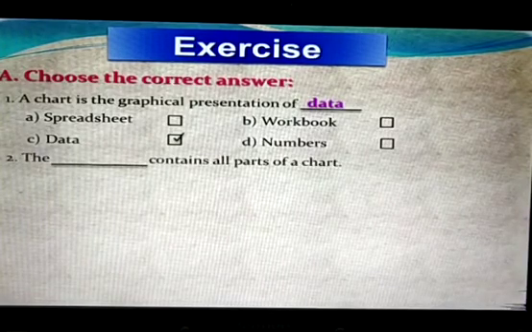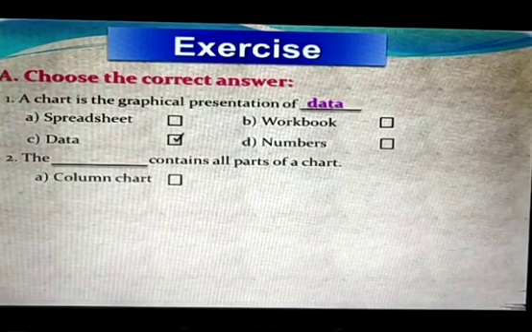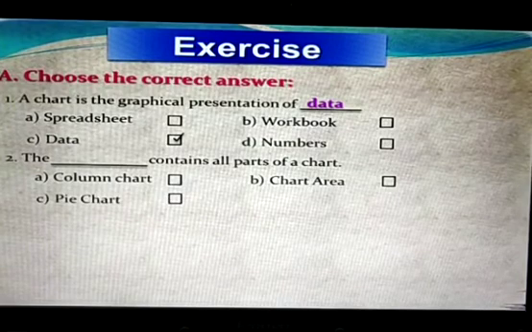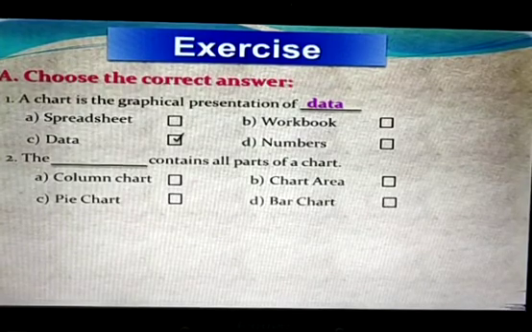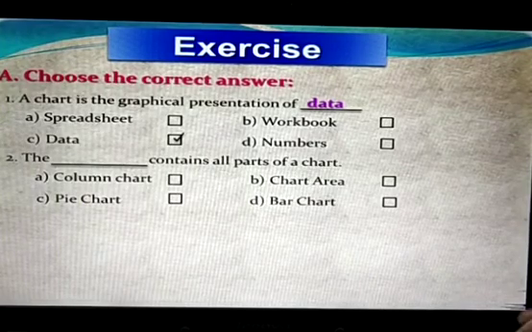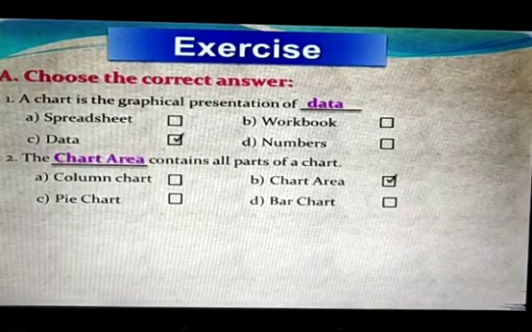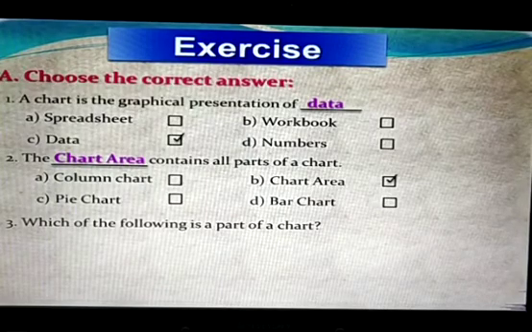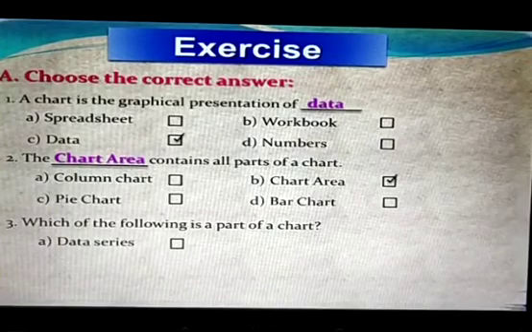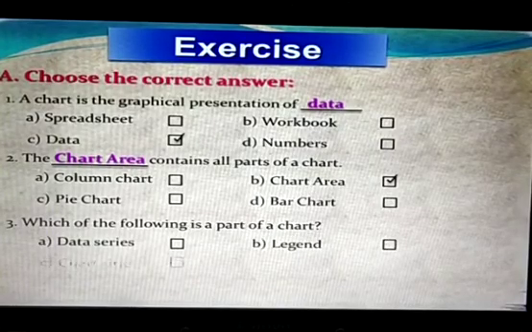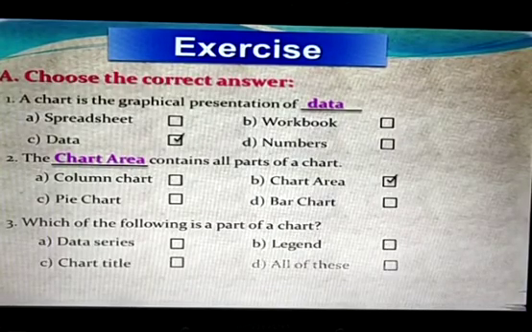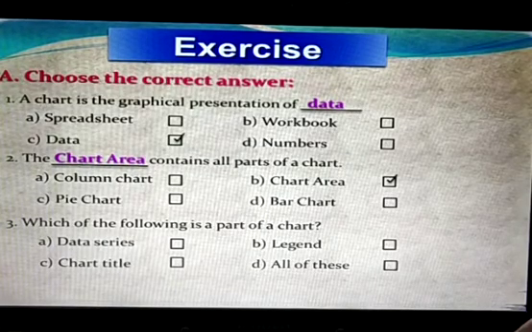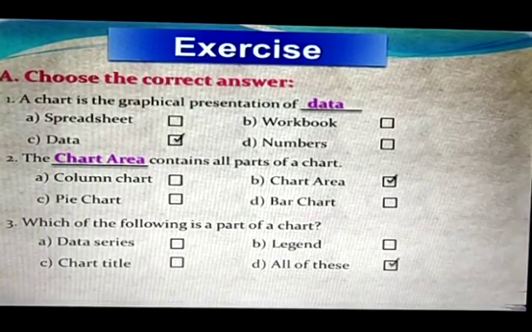The dash contains all parts of a chart: column chart, chart area, pie chart, bar chart. And answer is chart area. Which of the following is part of a chart? Data series, legend, chart title, all of these. And the answer is all of these.